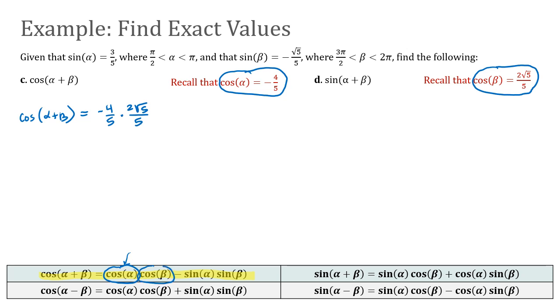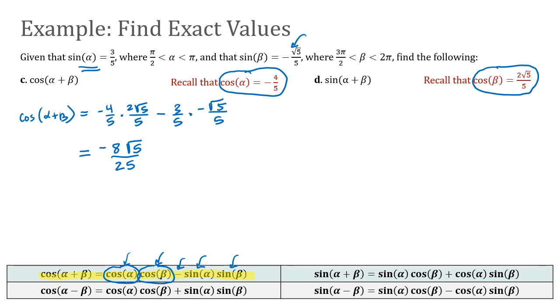That's the second piece. Now we're going to subtract the sine of alpha. The sine of alpha was given to us in the original problem as 3/5, and we're going to multiply that by the sine of beta, which was also given to us in the original problem as negative square root of 5 over 5. So now I'm going to multiply. In the first term, in the numerator, I have negative 4 times 2 times the square root of 5. So I can multiply the negative 4 and the 2 to get negative 8 times the square root of 5 all over 5 times 5, which is 25.